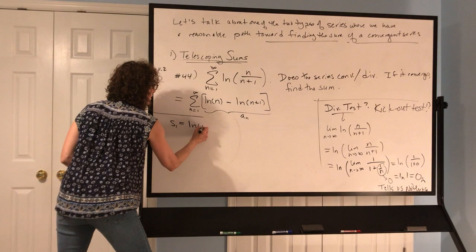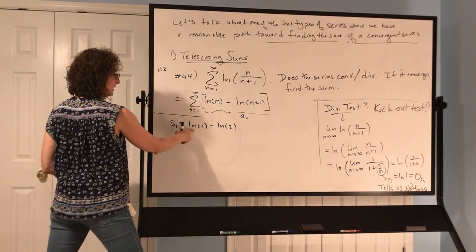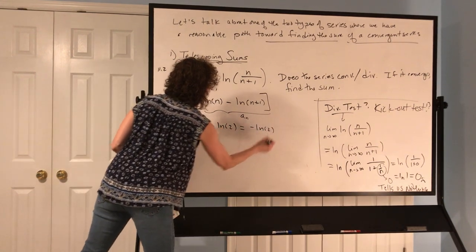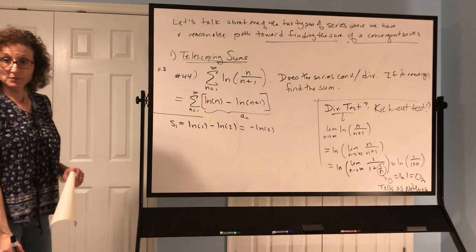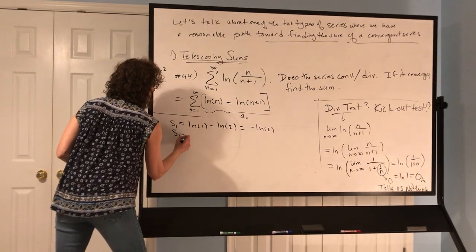And so we have the natural log of 1 minus the natural log of 2, right? What did you just tell me the natural log of 1 is, though? Good. 0. So that's minus the natural log of 2. Yes? Are we good? All right, now let's look at S2.